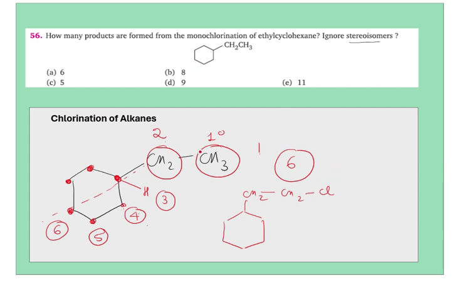Therefore, for the given question, the number of isomers formed will be 6. The right option is option A.